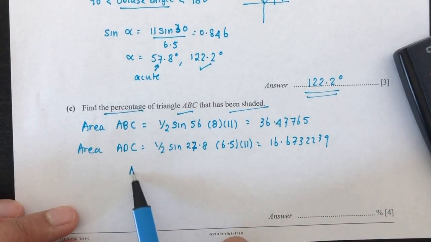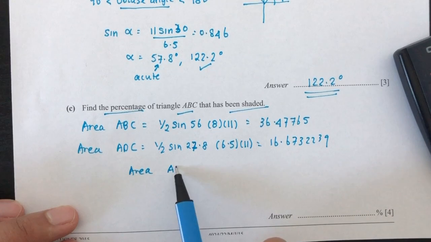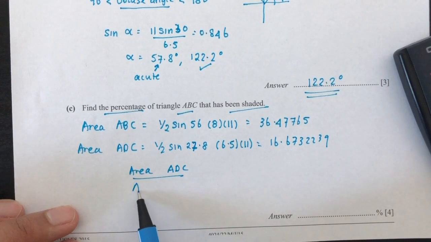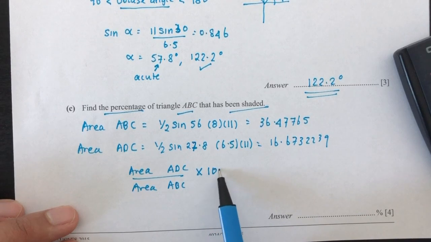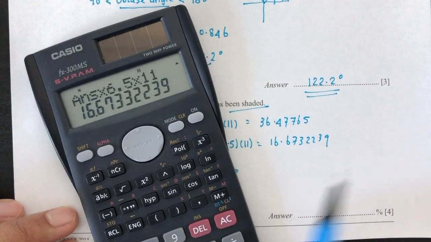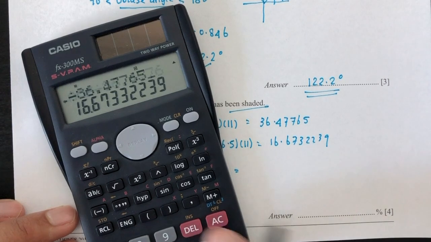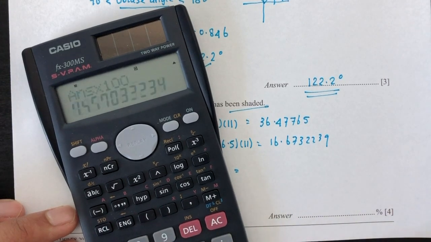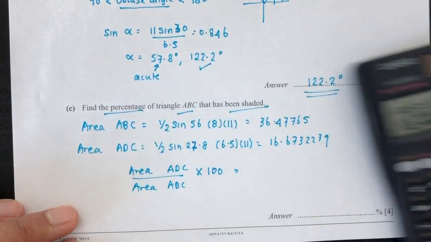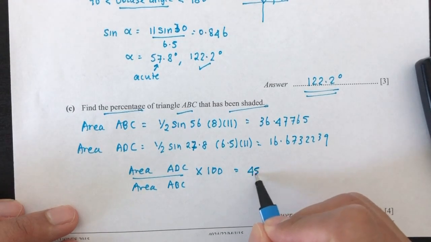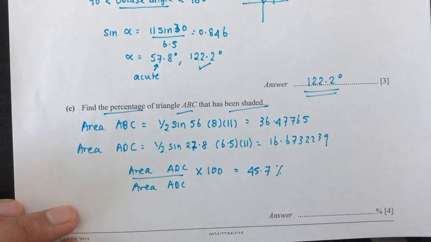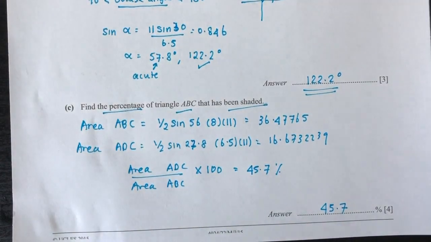So we have to find the percentage that is shaded. We have to do area of ADC over area of ABC times 100 for the percentage. So do that, this divided by 36.47765 times 100. That will be 45.7%. Okay, that is my answer for this part. That has been shaded.